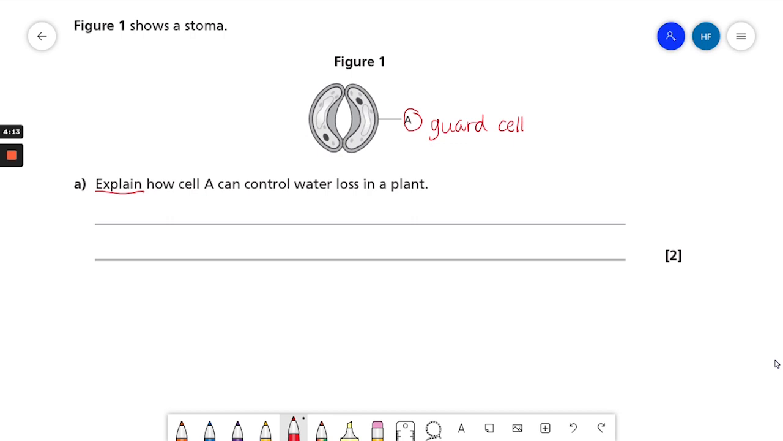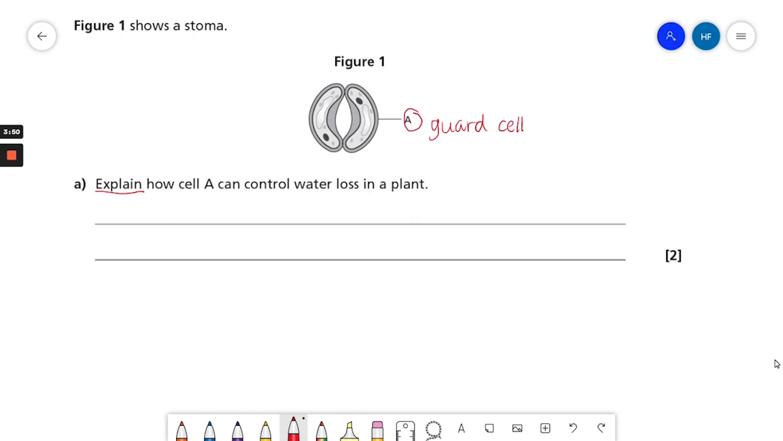And a stoma is made up from two guard cells, which are actually just a type of specialised cell found on the outer surface of the leaves. And this guard cell, alongside the other guard cell, makes up the stoma, so the little tiny holes in leaves. And guard cells play a really important part in controlling the rate of transpiration and water loss.